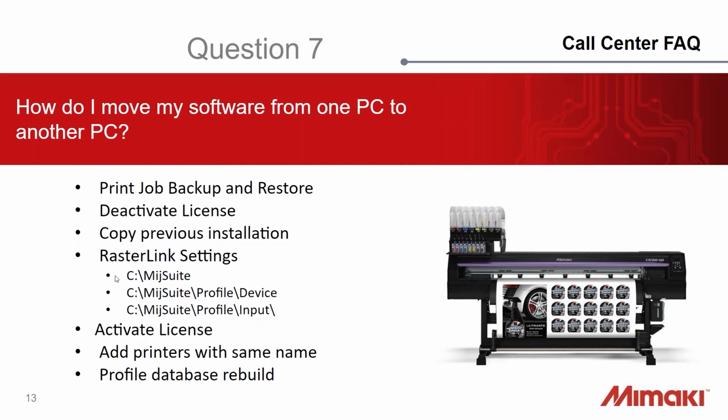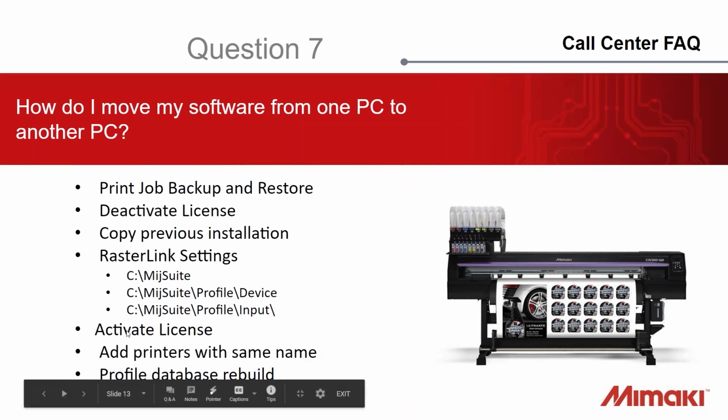Copy the previous installation. So unless you've told it otherwise, RasterLink will install itself on C drive under the MIJ Suite folder. You'll see some other MIJ Suite folders on there, MIJ Suite Web with some other information. All you need is this one. You'll also need a copy of all the profiles that are installed in RasterLink. Those can be found in the profile folder. You'll need to make sure you have device profiles as well as input profiles.